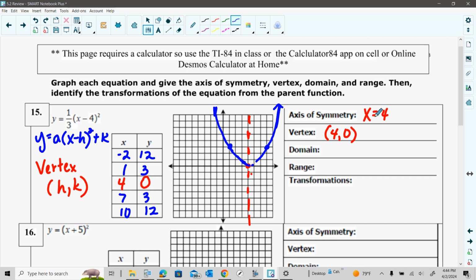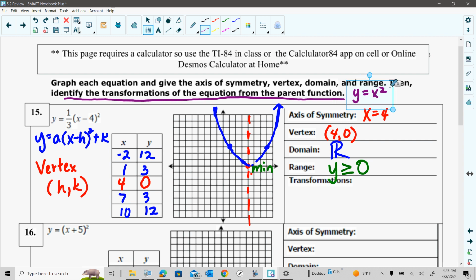So we got the axis of symmetry, vertex, domain is all real numbers. Our range correlates with our max or min. This is a minimum. So it's y is greater than or equal to 0. It's always the y value. Now the transformation. The transformation is identify the transformation of the equation from the parent function. Got to remember the parent function is when we get y equals x squared.